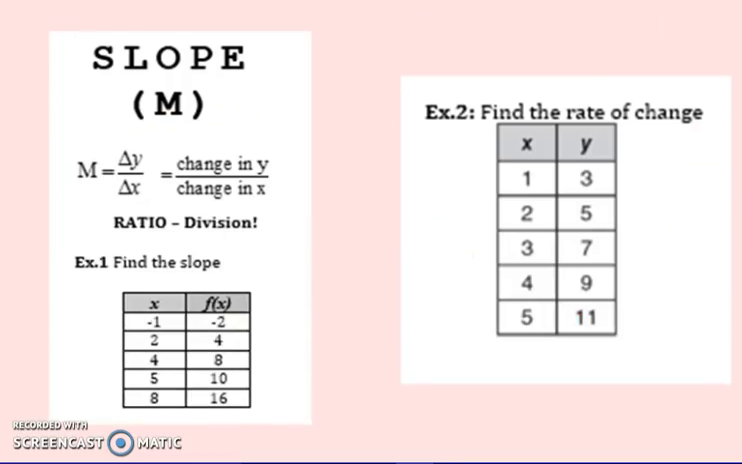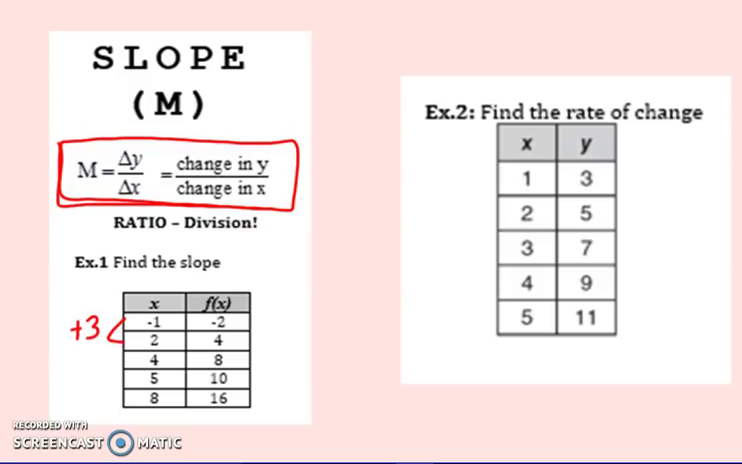Now, when we go to find slope, the biggest thing to keep in mind is it is the change in y over the change in x. If I look at my table here, I'm going from -1 to +2. That means I'm going up by 3. If I go on the f of x side, which is also known as y, I'm going from -2 to +4, which is a gain of 6.